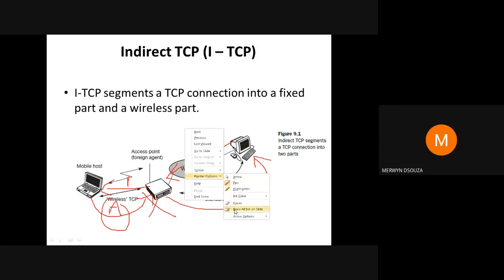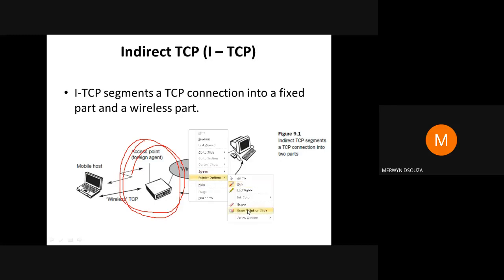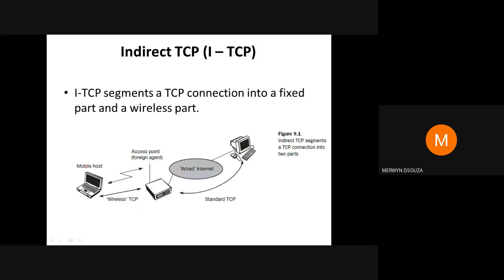Therefore, we say there is loss of end-to-end semantics, because the foreign agent is responsible for buffering the packets and acknowledging the packets. The receiver is no longer directly involved in acknowledging the packet sent by the correspondent node. The mobile host does acknowledge the packet sent by the foreign agent, but that same packet is not sent directly by the correspondent node.